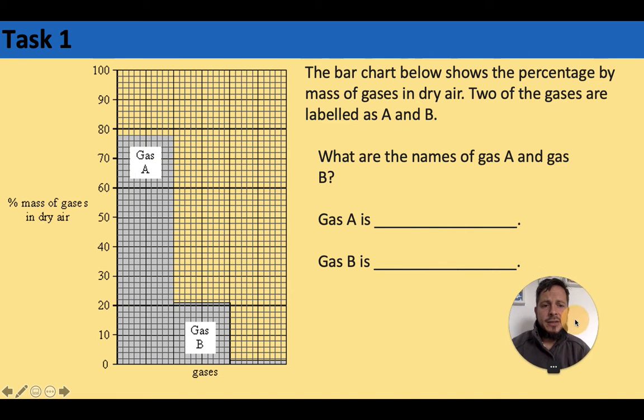So first little task for me today then. Can you look at the bar chart and tell me what gas A is and what gas B is? Pause the video and have a go at doing this for me now.